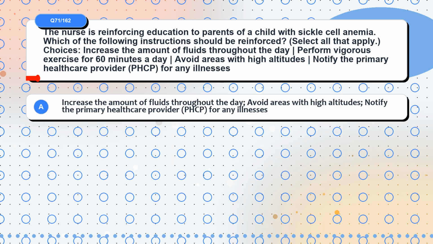Question 71. The nurse is reinforcing education to parents of a child with sickle cell anemia. Which of the following instructions should be reinforced? Select all that apply. Choices. Increase the amount of fluids throughout the day. Perform vigorous exercise for 60 minutes a day. Avoid areas with high altitudes. Notify the primary healthcare provider, PHCP, for any illnesses. Here are the options. Option A. Increase the amount of fluids throughout the day. Avoid areas with high altitudes. Notify the primary healthcare provider, PHCP, for any illnesses.